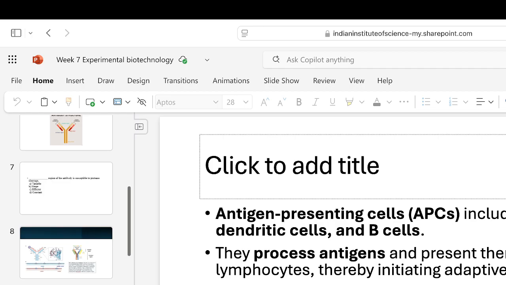And even in this, you have a further classification. Dendritic cells are called the professional APCs, and along with them you have macrophages. Your neutrophils and natural killer cells can interact, but they cannot present antigen. Right.